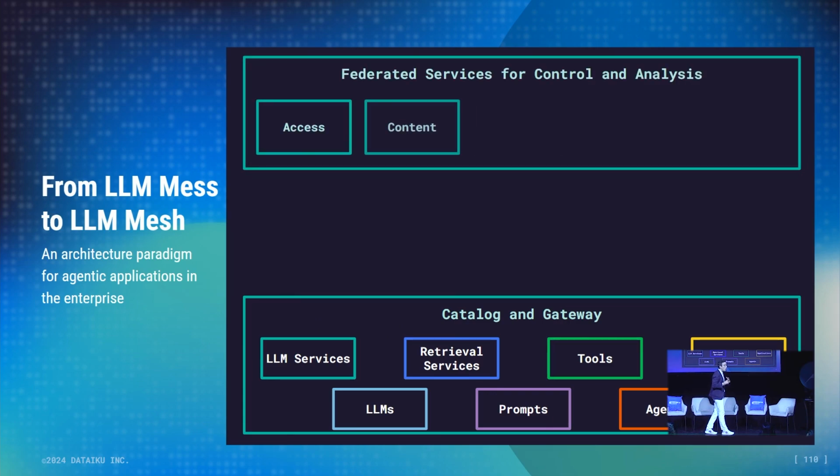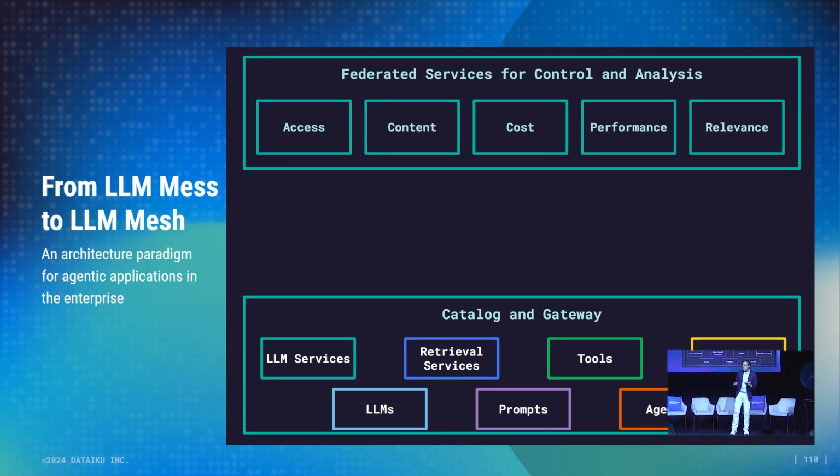At the same time, you're also then providing these federated services, these shared services for control and analysis. Everything from access control to content supervision, cost control and monitoring, performance, relevance, all of it is provided centrally. So again, those app developers, the teams that are actually building those agentic applications, don't have to worry about building that, implementing a new method, if it's already been provided for them.